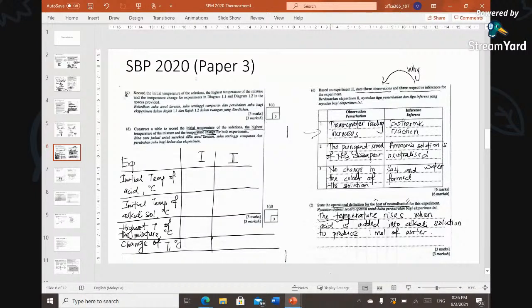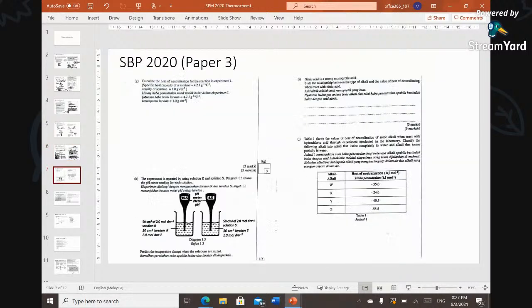This is what you observe, and the second part over here is what you did. What you do, you have to combine these two: what you do plus what you observe. Then you can form the operational definition. Okay, moving on. Calculate the heat of neutralization. So heat of neutralization is delta H for the reaction in experiment 1.